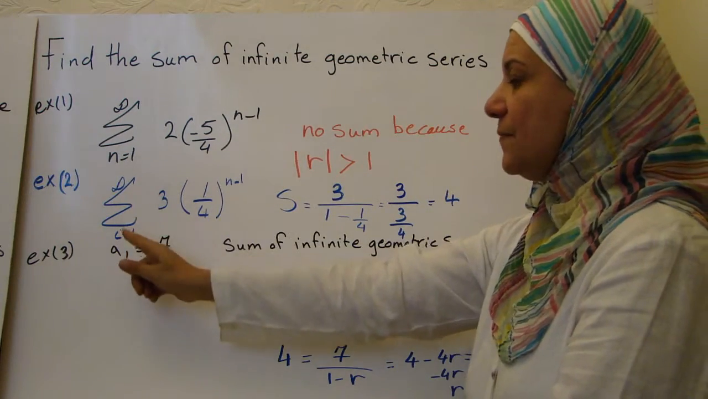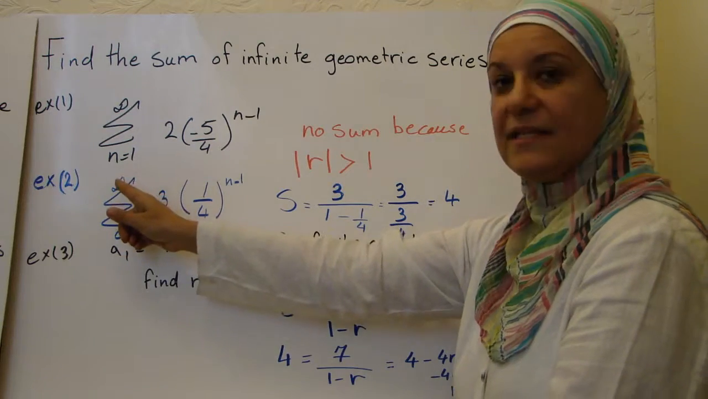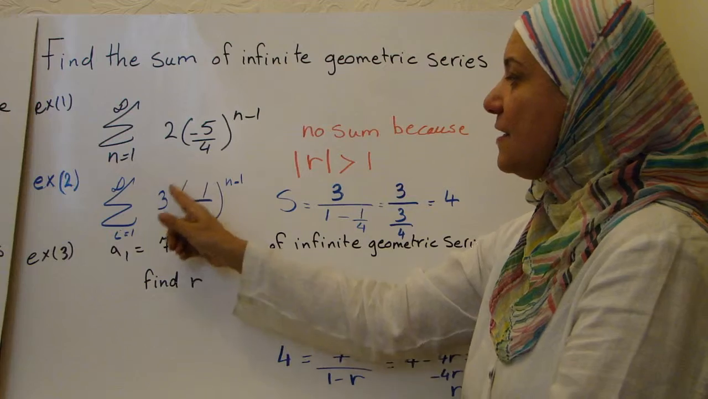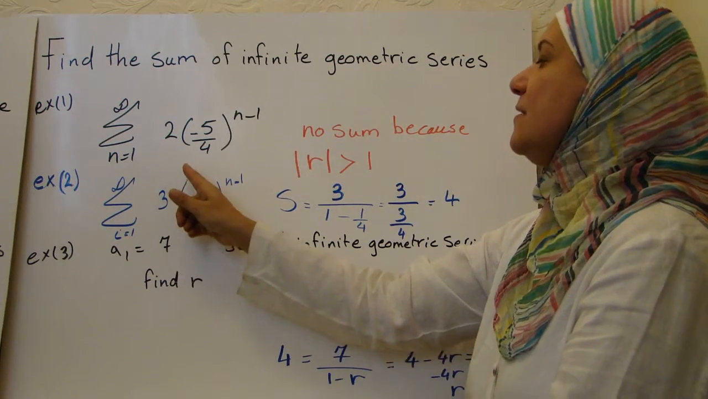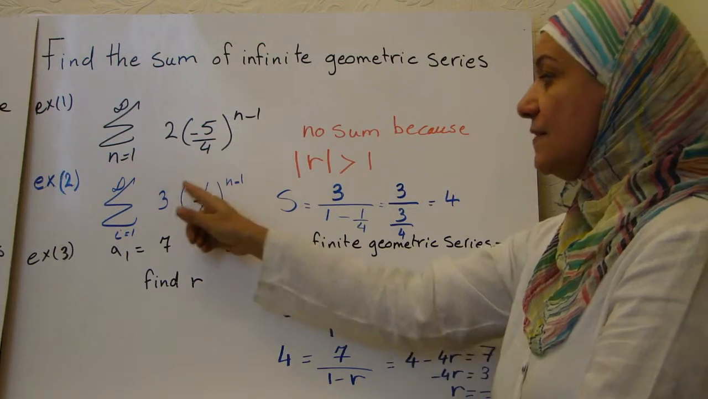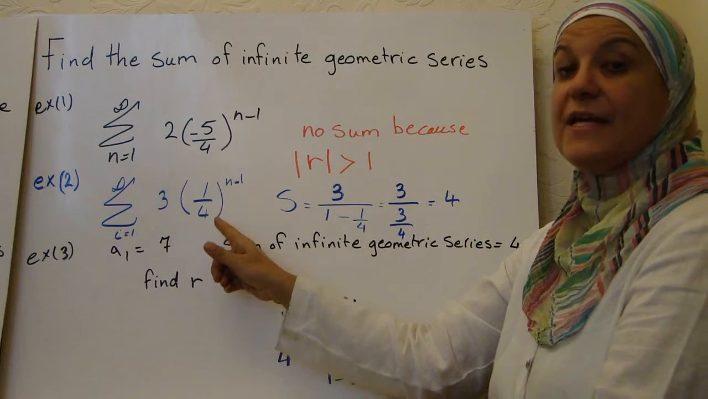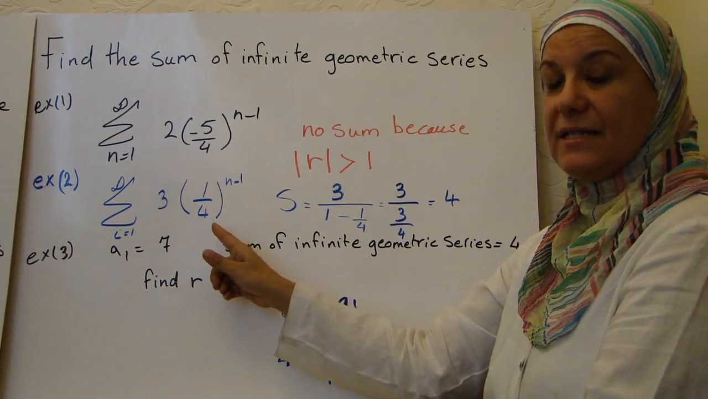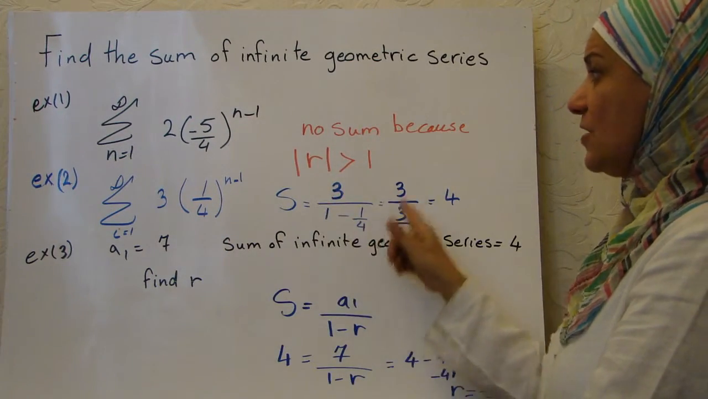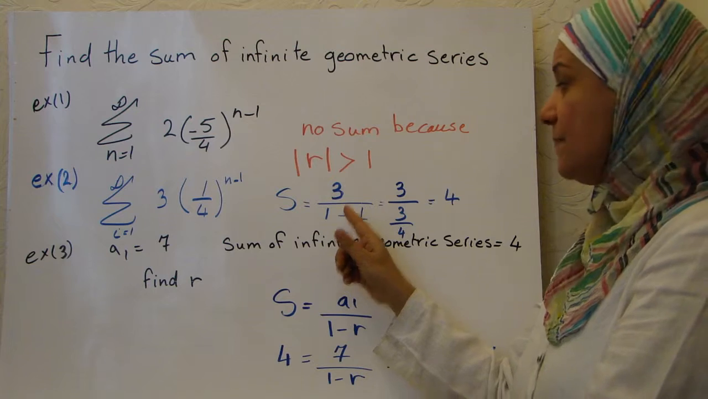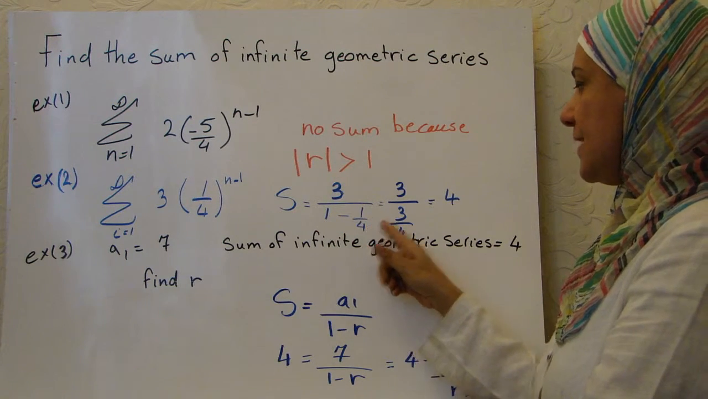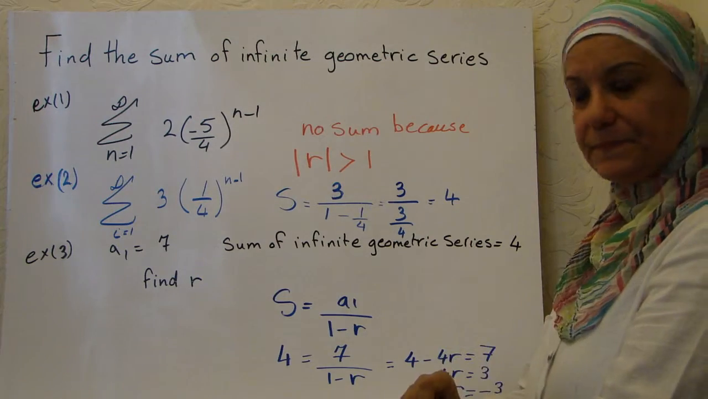So accordingly, it has no sum, because the absolute value of the r is bigger than 1. Let me see the other one. n equals 1, and it's also up to infinity. 3, this is my a, and then 1 over 4, that's my r, to the power of n minus 1. Is it less than 1? Yes, it is. So accordingly, I can plug them in my rule, and then I have 3 over 1 minus 1 over 4. I get my answer to be 4.